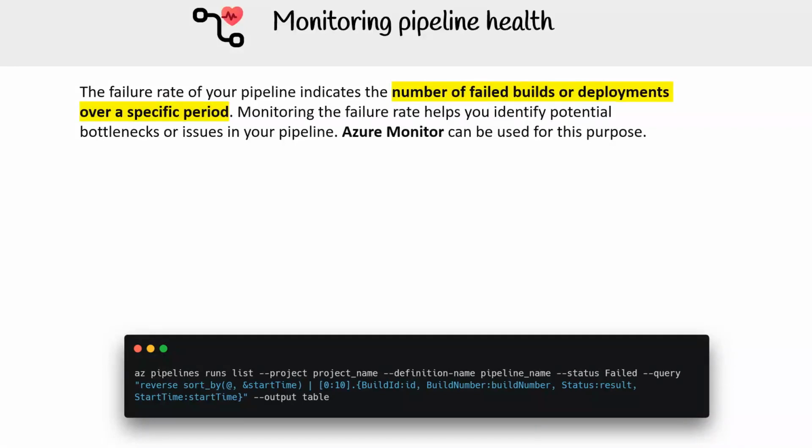The failure rate of your pipeline indicates the number of failed builds or deployments over a specific period. Monitoring the failure rate helps you identify potential bottlenecks or issues in your pipeline. Azure Monitor can be used for this purpose.